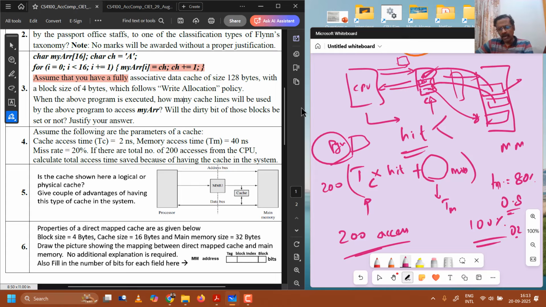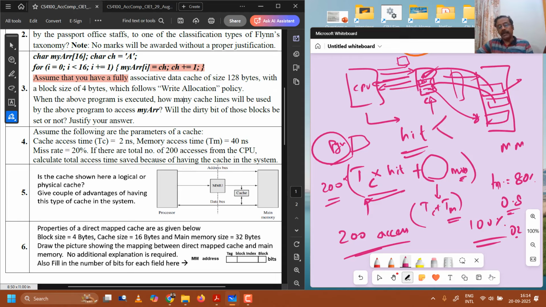into the CPU. So miss times (TC plus TM) and hit times TC, times the number of accesses, will be the total access time. You have to calculate the total access time with respect to the cache. If there is no cache at all, every access is going to be to memory, so you will be accessing all 200 instructions using TM. Calculate that as the total access time, with respect to whether the cache is there or not.